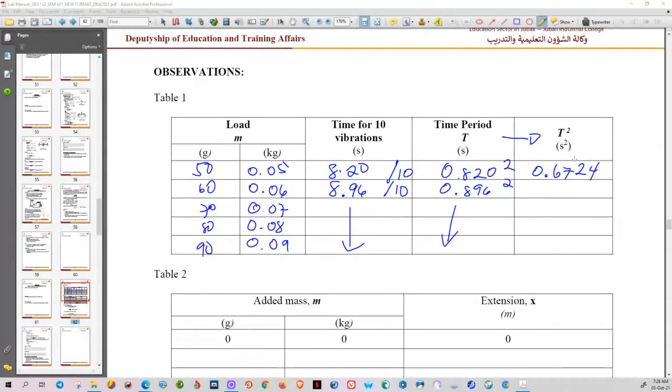Okay. So here 0.896 squared, 0.8028. Again, you have to complete the table. Any questions how to make table 1?